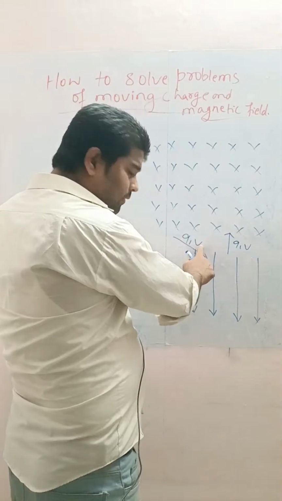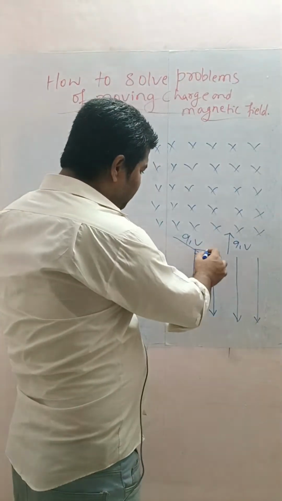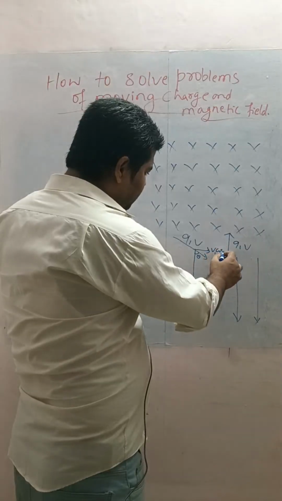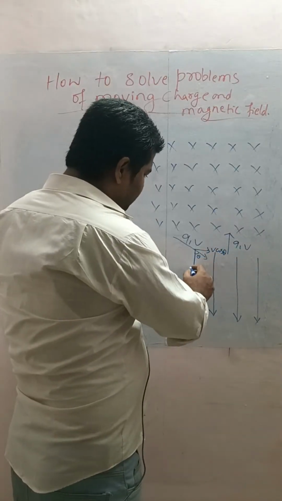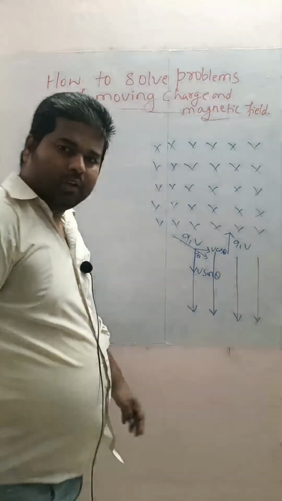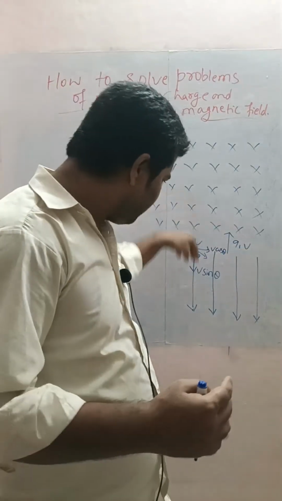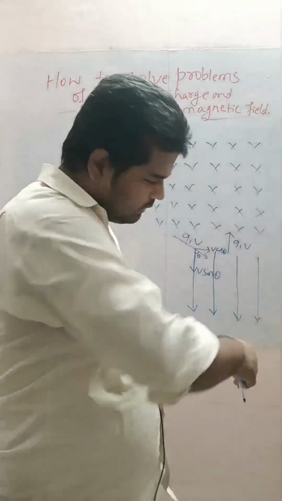Notice v is a vector. It has two components here. One is along this, and another will be along this. Clear? The velocity of the charge has two components. One is along this, the other is along this, and the field is along this.